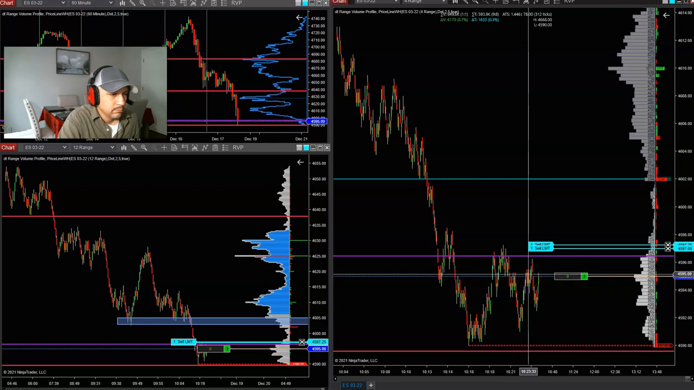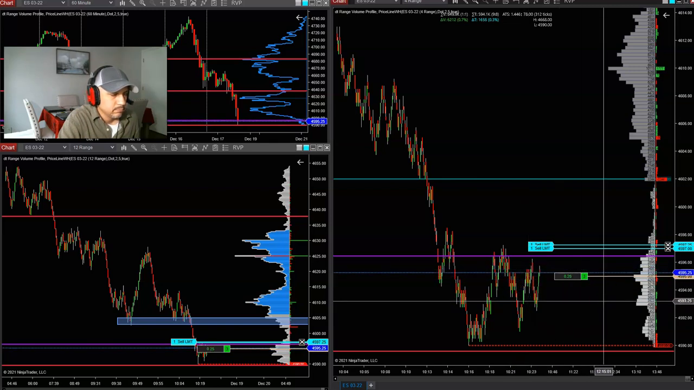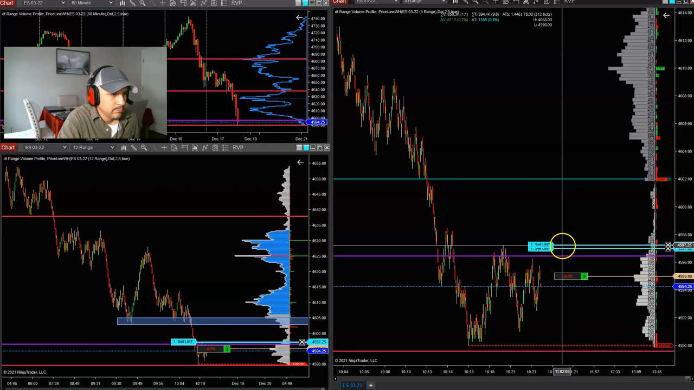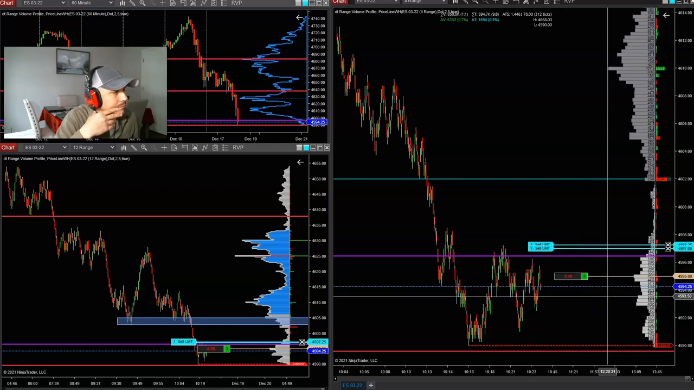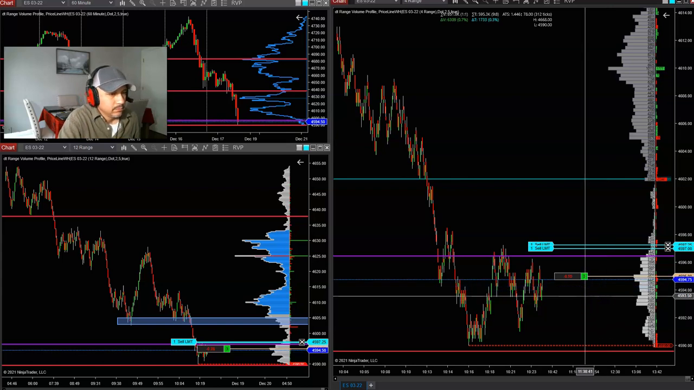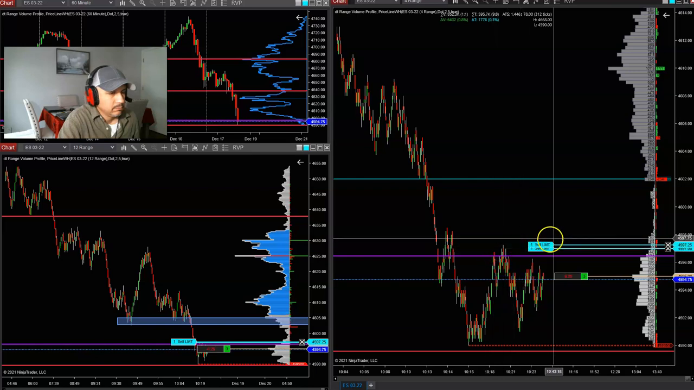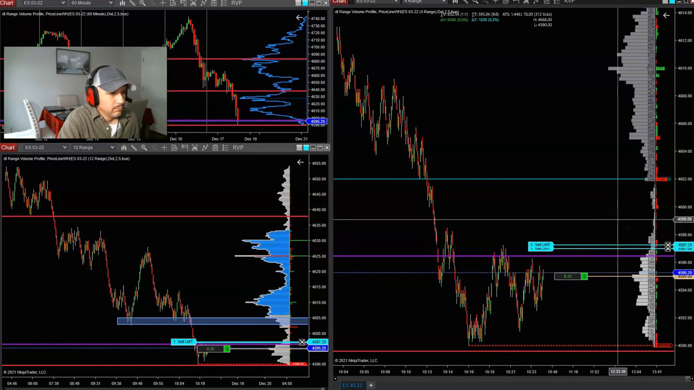So what really needs to happen here is price breaks to the upside, breaking the 45.96 and a half area. If we can break this area here to the upside, there's a strong possibility of price coming up there. It would definitely test the 45.97 and a half area and push higher.